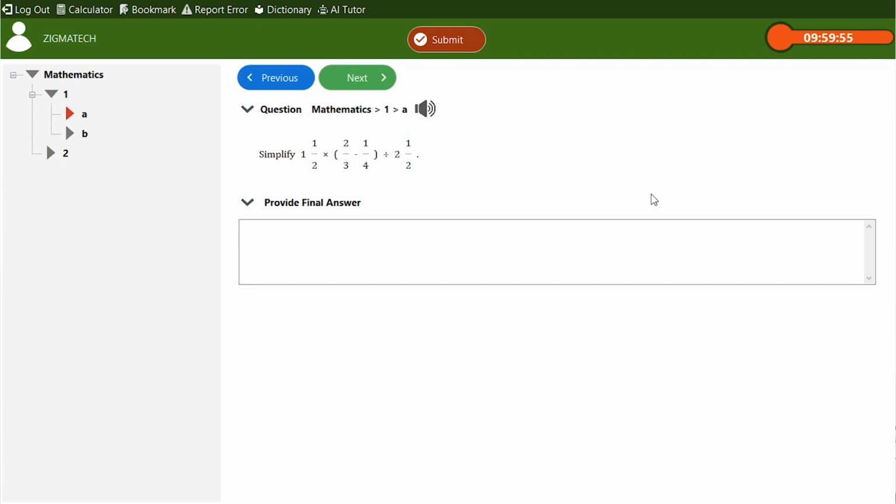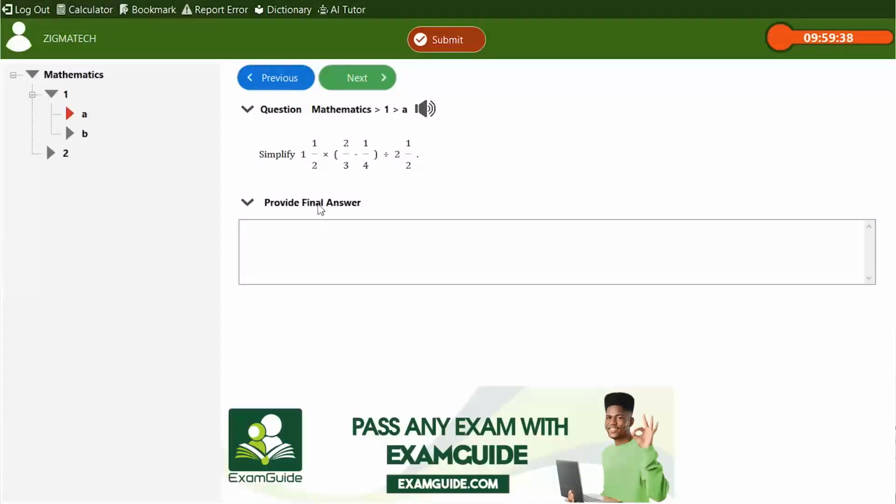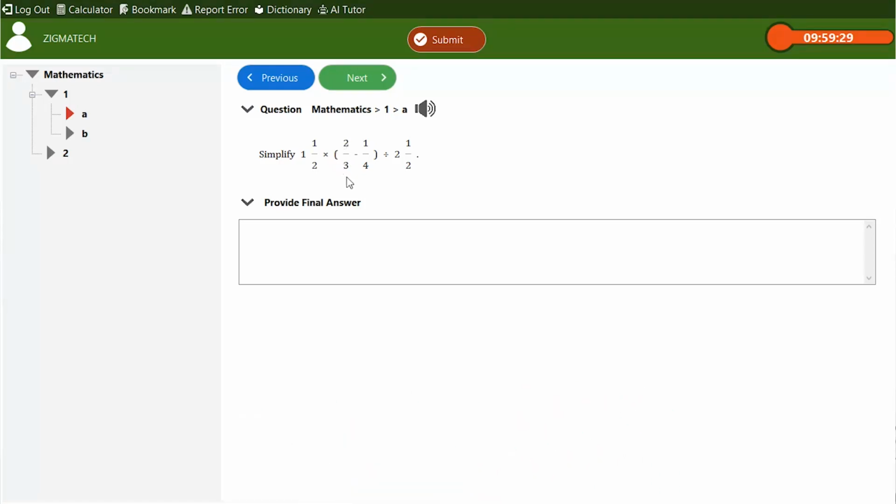Okay, all right, so we have basically about 3 questions in the theory section of BECE Mathematics. So we'll solve these questions as we have them here. The first one is: simplify 1 whole number 1/2 times open bracket 2/3 minus 1/4 close bracket, then divided by 2 whole number 1/2.